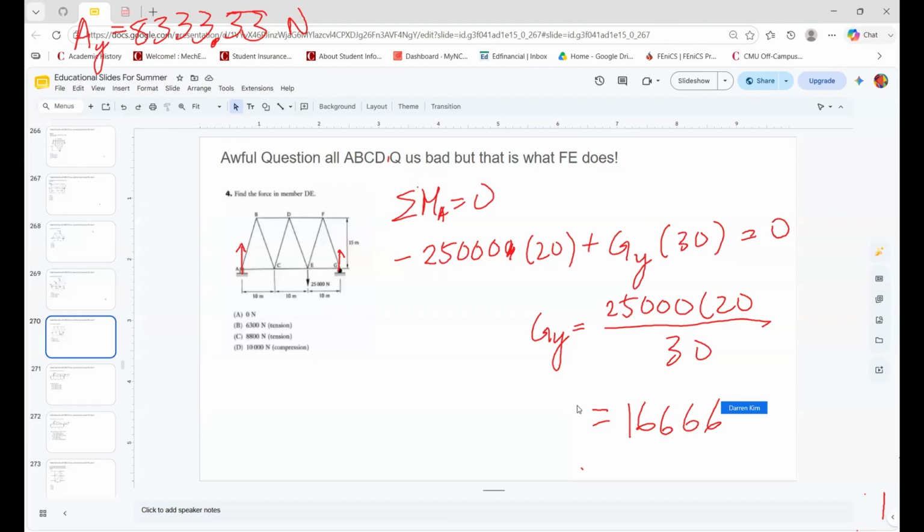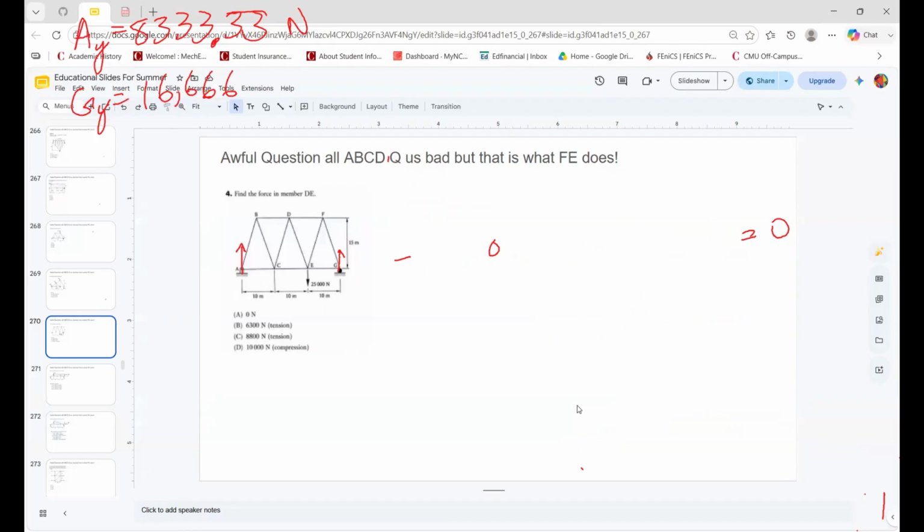Okay, so according to this, GY equals 16,666. Does that equal the right 8333? Oh yeah, it does. If you add these together, you get 25000. So that confirms everything is correct. Yay! Well, good job, me. Now we choose which path we take. Either one will get you the right answer. It doesn't really matter which one you choose.